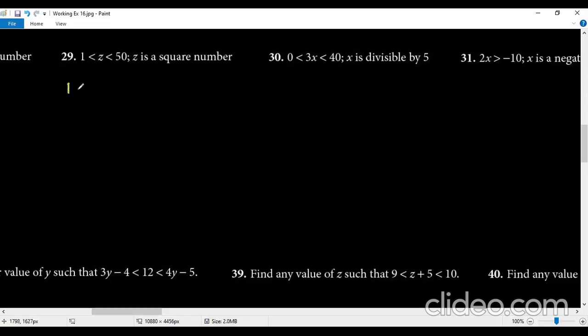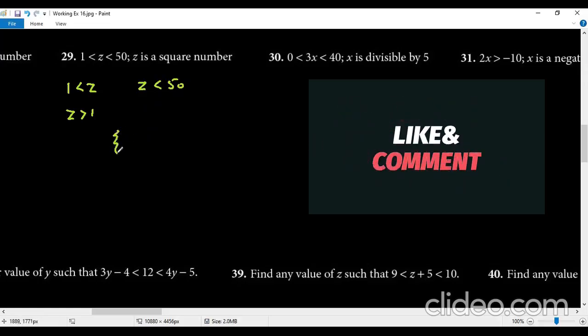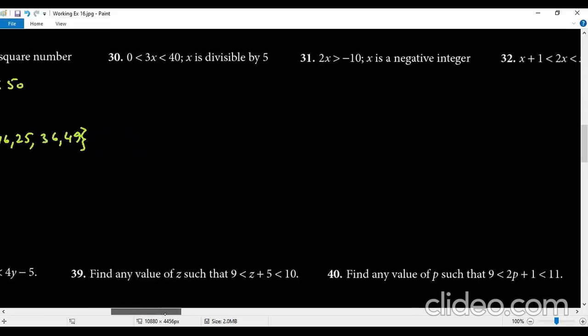Now in here there are two different things working. It says 1 less than z, that means z is greater than 1. The second one is saying less than 50, and all the square numbers. So how am I going to write the numbers? Starting from the first, the square number is 4, 2 times 2 is 4, then comes 9 which is the square of 3, then comes 16, then 25, then 36, and lastly 49 which is the square of 7, and 49 is less than 50, so the statement is going to be true.